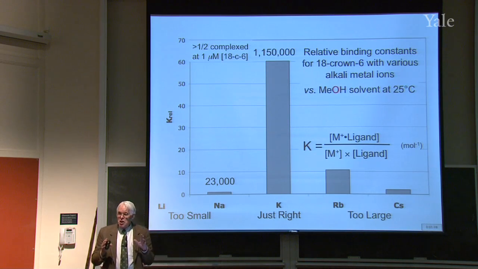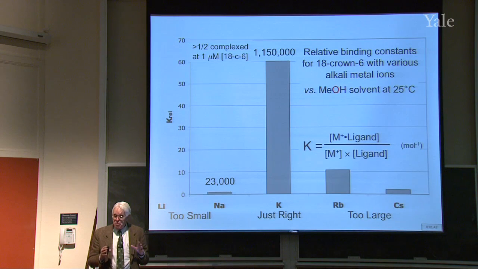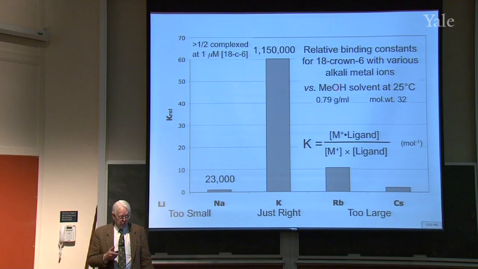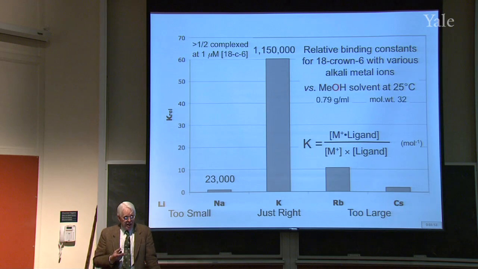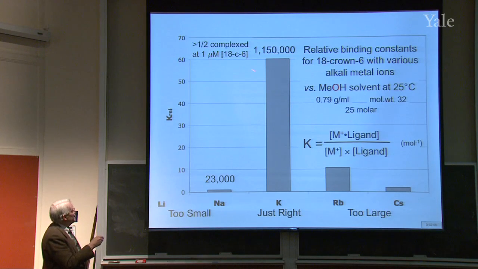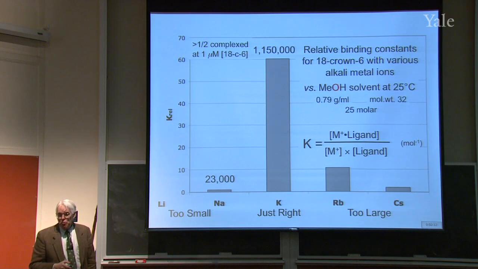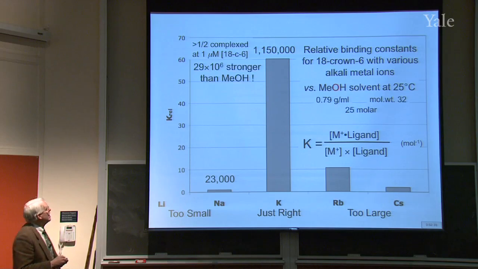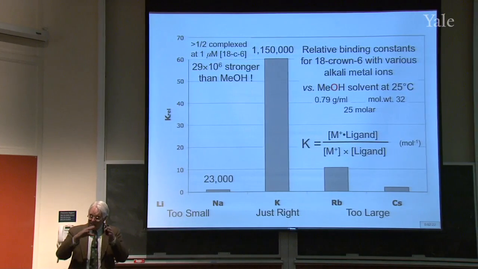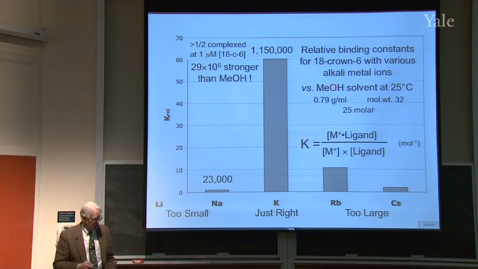Now, bear in mind that there's something else that could complex with the potassium ion. The methanol solvent could do so. This is done in methanol solvent at room temperature. Now, methanol is 0.79 grams per milliliter. Its molecular weight is 32. So we can calculate what its concentration is. Its concentration is 25 molar, right? So the ligand is able, at 1 micromolar, to beat out methanol at 25 molar, right? So it's 29 million times stronger than methanol at binding to this by having all these 6 arranged so they grab it just right, it fits just right.